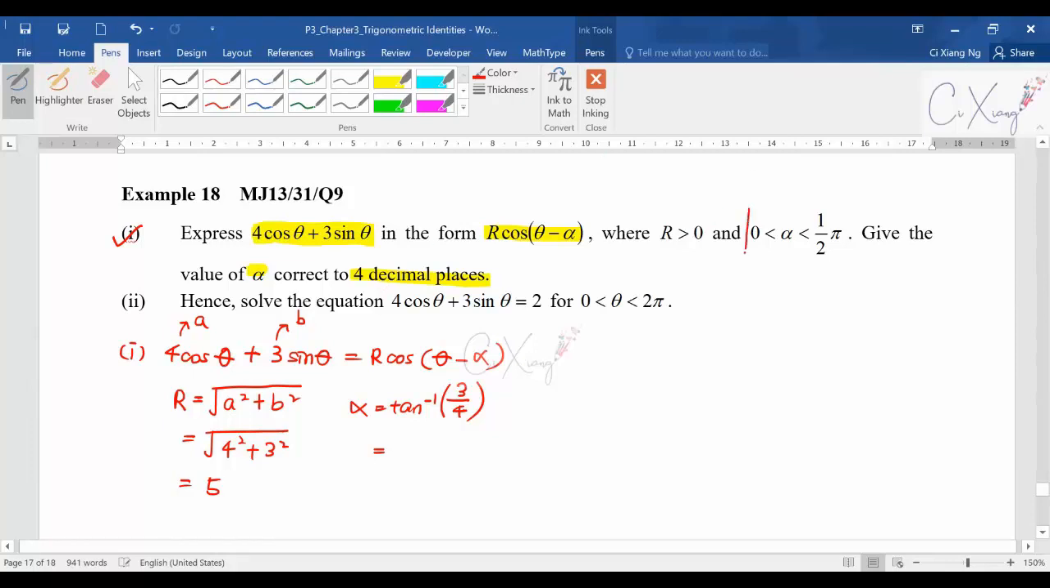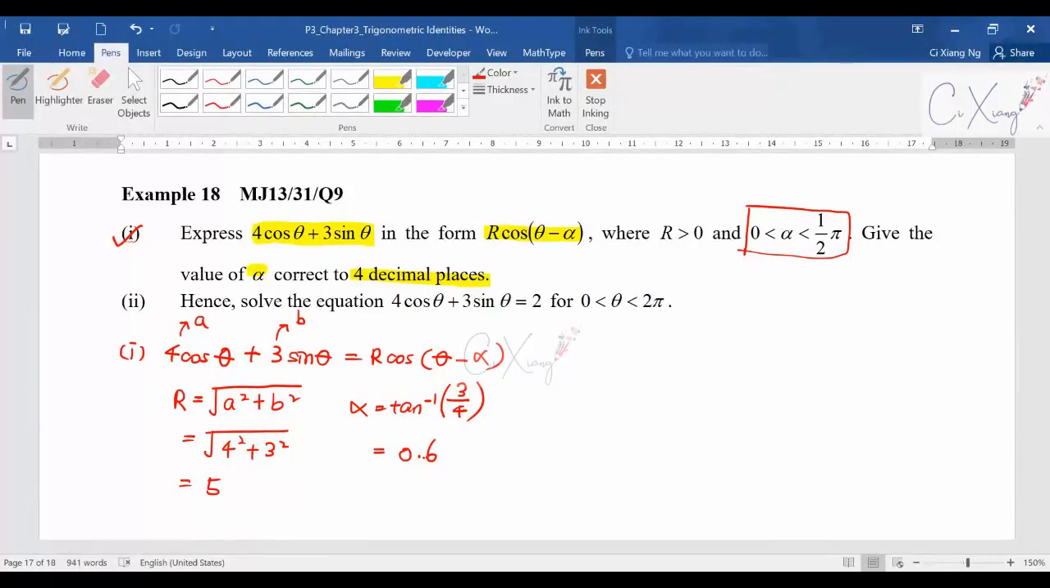That's the first thing. And also, if you look at the requirement here, they actually want you to keep your answer for alpha in terms of radian. In radian, all right? Therefore, you should get 0.6. Sorry, please wait for a while because I think I didn't put it in 4 decimal places. So if I want to get the 4 decimal places for this part, what is the answer you should have? 0.6435. So make sure that you follow what the question wants.